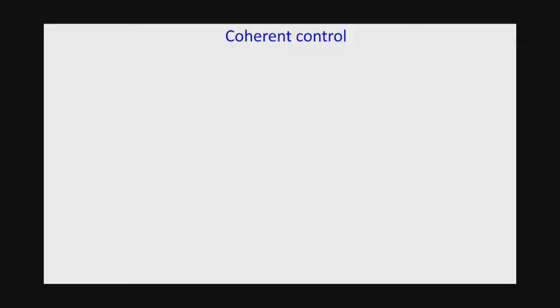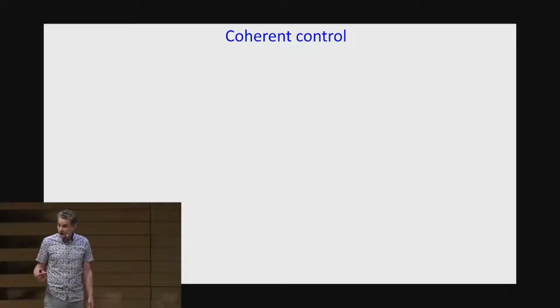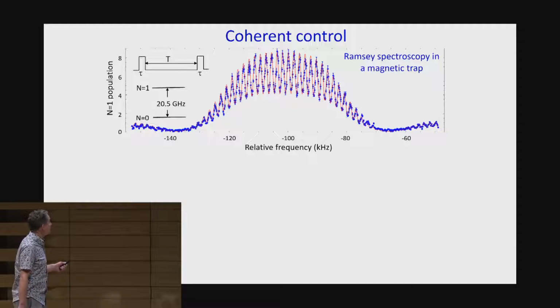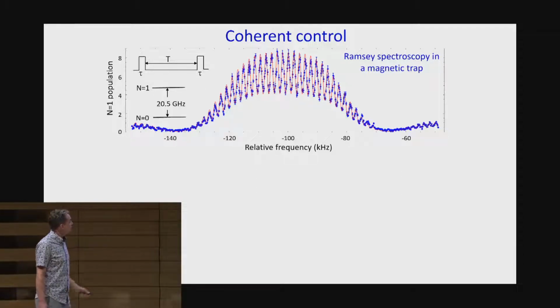We prepare these molecules in a single rotational, hyperfine, and Zeeman state, and we have good coherent control over that internal state. Here's an example where we do Ramsey spectroscopy on the rotational transition of the molecule. It's at 20.5 gigahertz, and we see these beautiful Ramsey fringes as we scan the microwave frequency. I'd like to emphasize that this is Ramsey spectroscopy done in the inhomogeneous magnetic field of the magnetic trap.